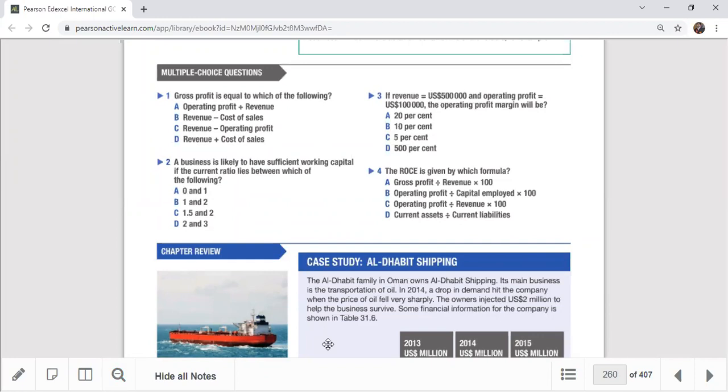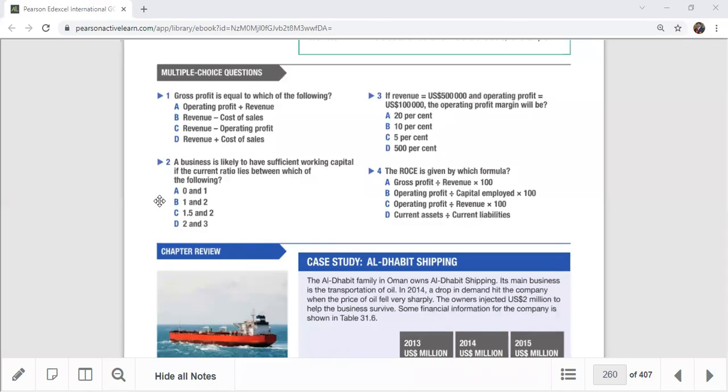Yeah, I got 3 correct answers from students. Correct. Tiara, Tessa, everyone gave the correct answer. B is the correct answer: revenue minus cost of sale. Very good.